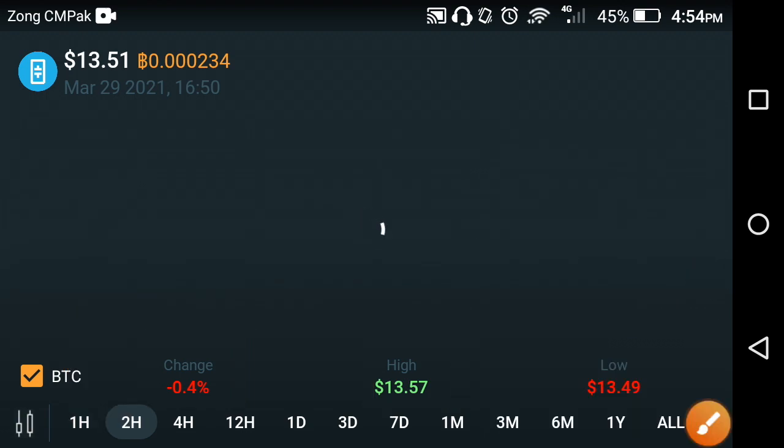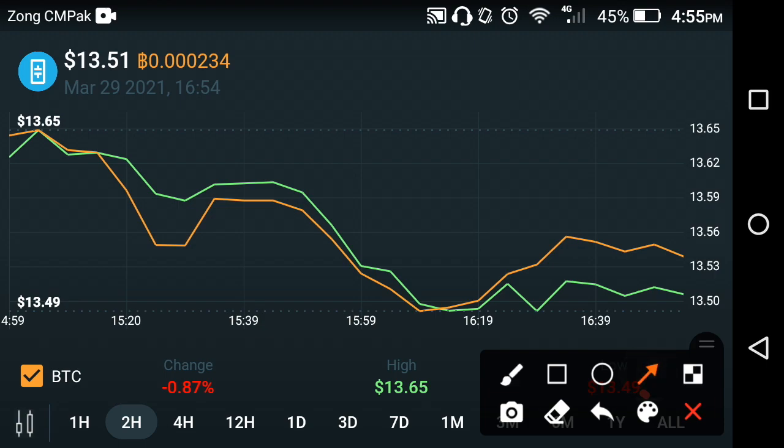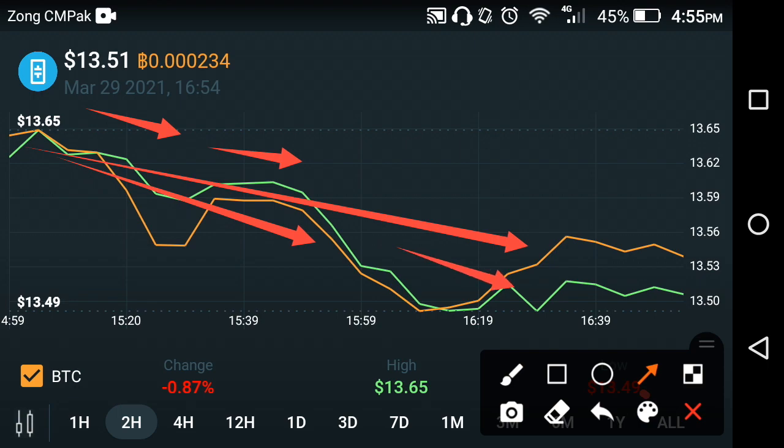Now let's see the last 2 hour result of Theta Network. As you can see now, it's loading. That is the live last 2 hour result of Theta Network. Oh my god, what's this? As you can see the chart of Theta Network in the last 2 hours, Theta Network starts from the previous 2 hours. As you can see here, they are continuously falling, and now currently they are in the falls.